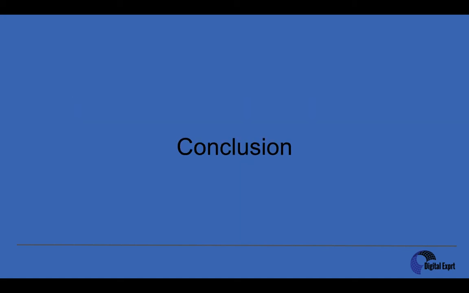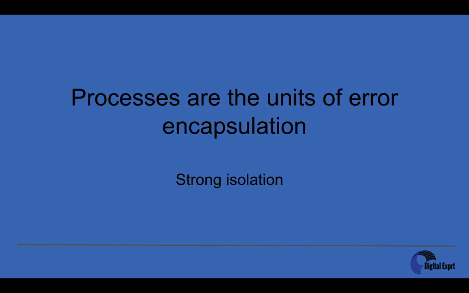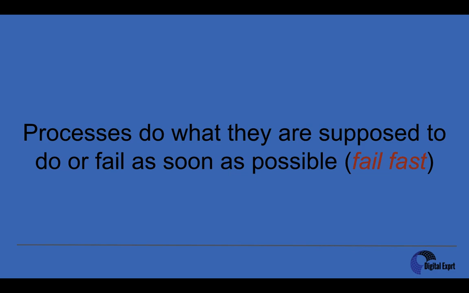The conclusion to this discussion is that processes are the units of error encapsulation. So when we are trying to build a fault-tolerant system, we are cognizant and very focused on errors, and each error, as we identified, must get encapsulated, which means there is a strong isolation within the system.